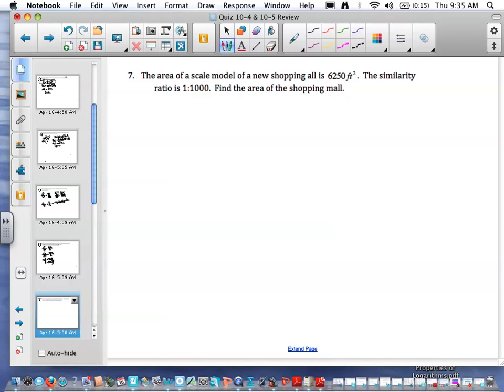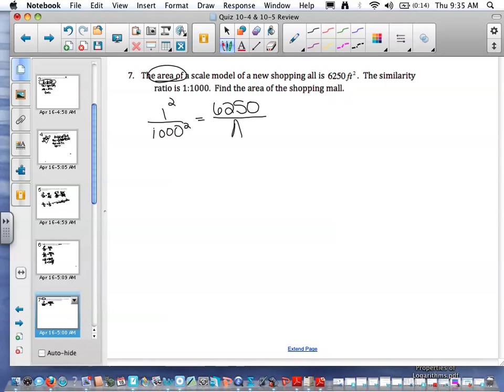Number 7 says the area of a scale model of a shopping mall is 6,250 feet squared. The similarity ratio is 1 to 1,000. Now again, I have that word area, so I have to square my similarity ratio. 1 is the scale model, so that's 6,250 feet squared. I know those numbers are a little big.